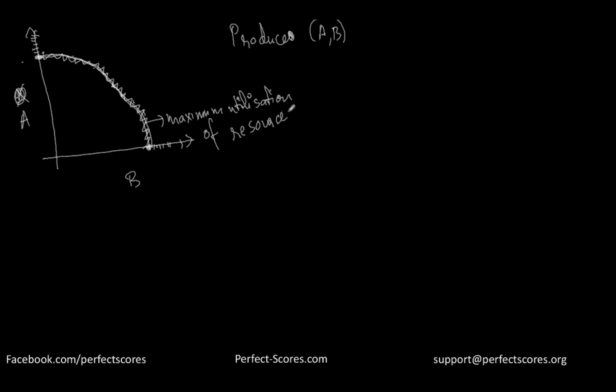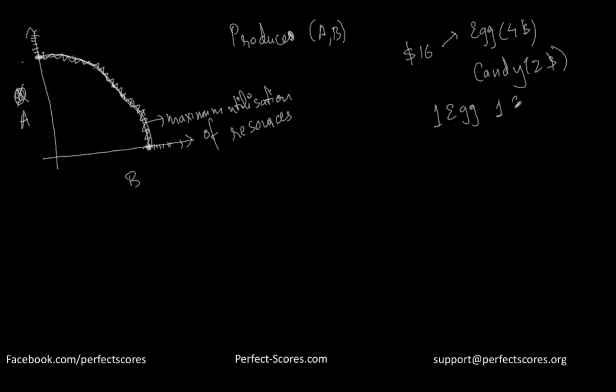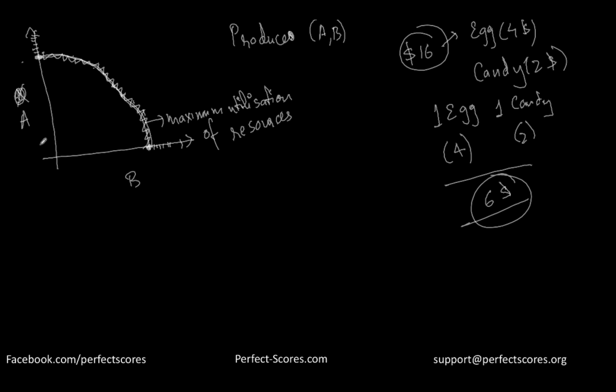Fine. Let's say, for example, in that same example, when you had $16, for you to buy an egg, it costs you $4. For you to buy a candy, it costs you $2. Let's say you buy 1 egg and 1 candy. What is this supposed to mean? If you buy 1 egg and 1 candy, you'll just be spending $6, right? That is not effective utilization of resources, because you have $16 with you, but you're only spending $6. And then you will fall in this region. Your point will lie in this region.